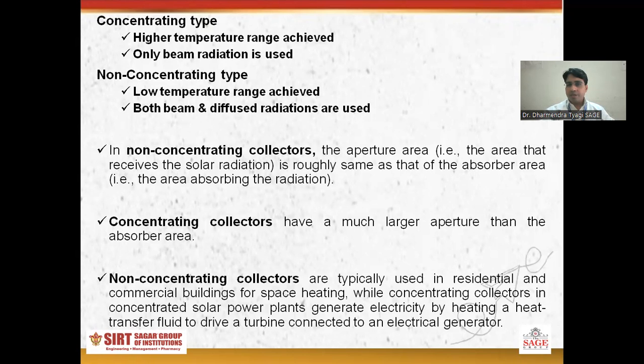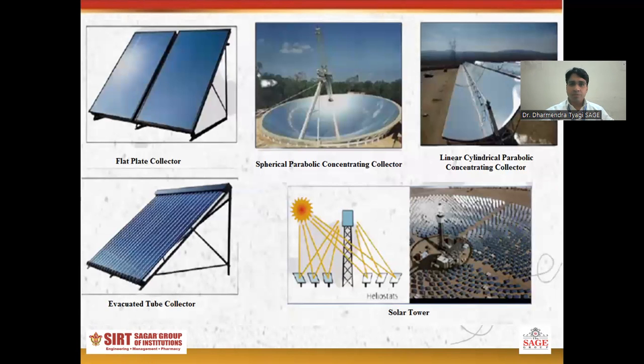So non-concentrating type collectors are typically used in residential and commercial buildings for space heating, while concentrating type collectors are used in concentrated solar power plants to generate electricity by heating a heat transfer fluid to drive a turbine connected to an electric generator. These are some photographs of different types of collectors.